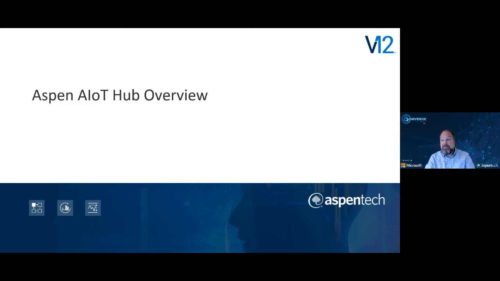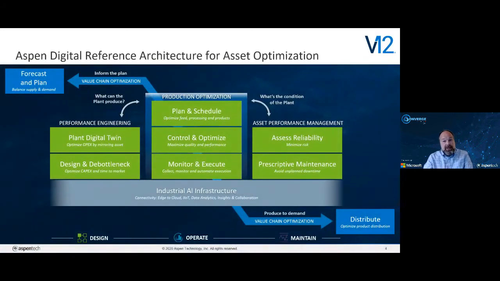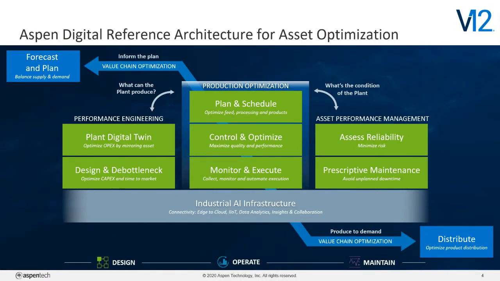calling our Connected Enterprise. At AspenTech, we commonly refer to what we call our Aspen Digital Reference Architecture for asset optimization. This is really about a new way of delivering the classic type of solutions where we talk about performance engineering, product optimization, or asset performance management. And these are the things that you have been accustomed to hearing from AspenTech in more of the traditional on-premise sense. Today, I want to introduce, as part of the Connected Enterprise, what we're calling our industrial AI infrastructure, just as a starting point here to kick things off.